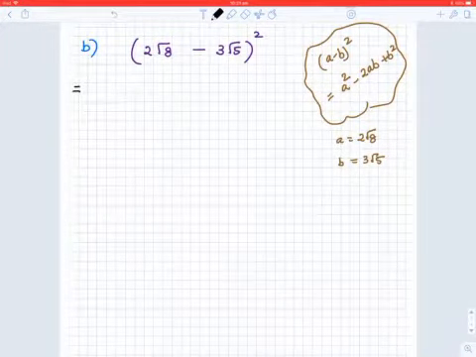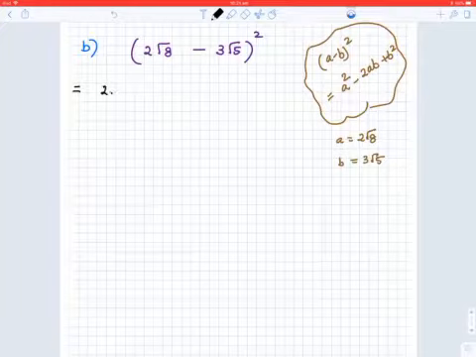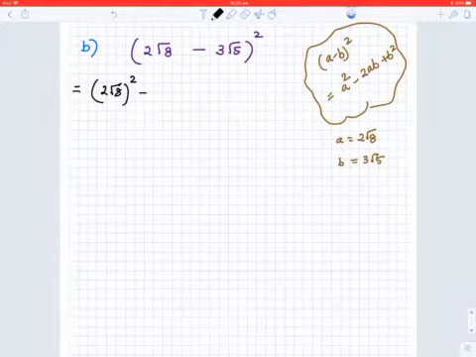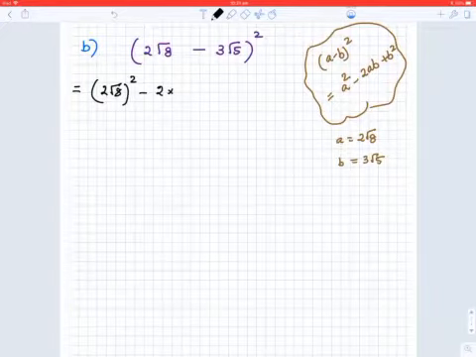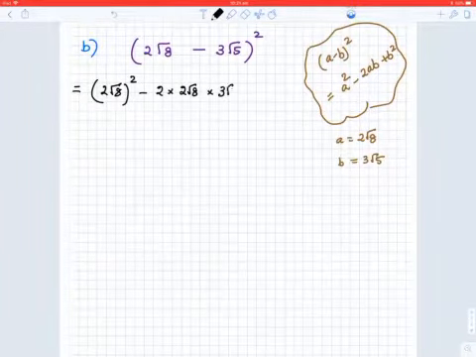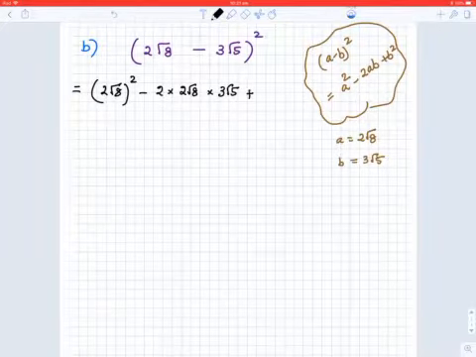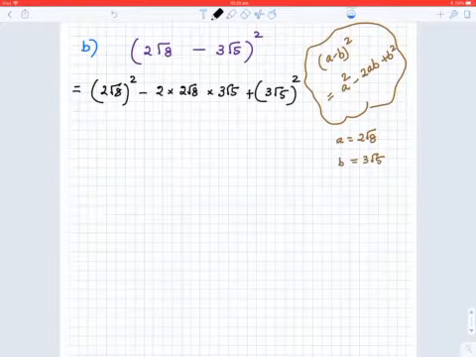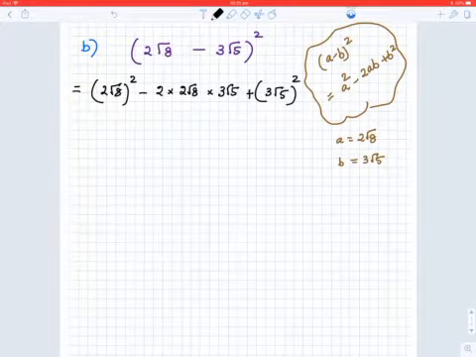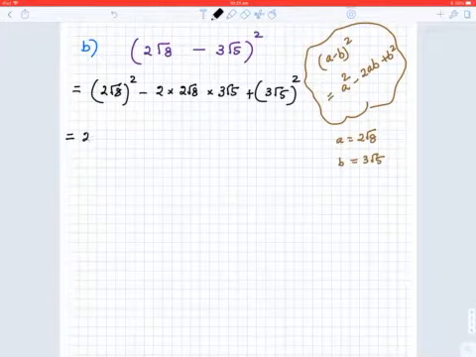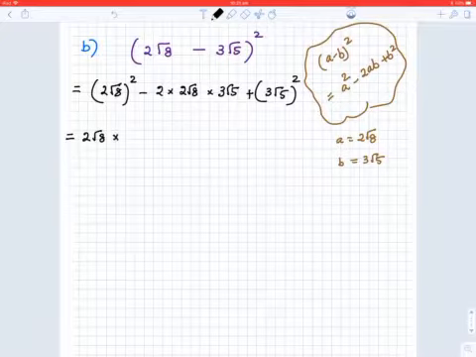So this question can be written as a², which is (2√8)², minus 2ab, 2 times your a, which is 2√8, times 3√5, and then plus b², which is (3√5)². So this question can be rewritten like this. Now you have to do your normal expanding.